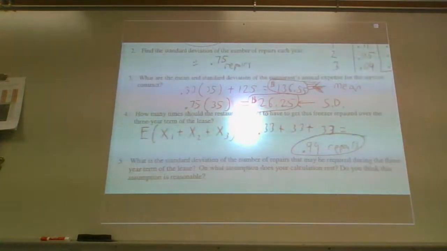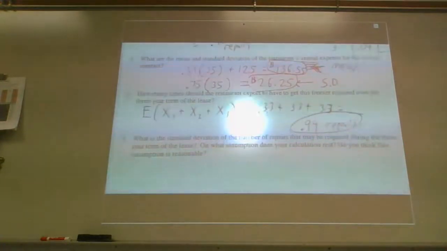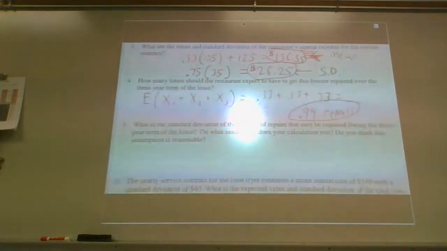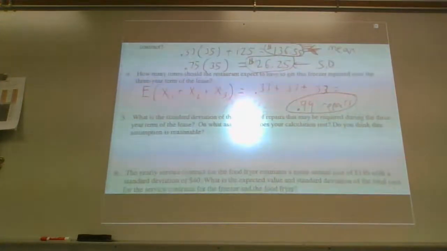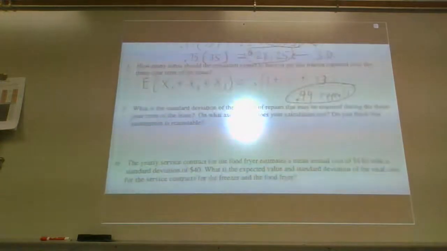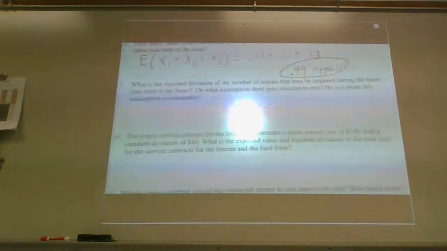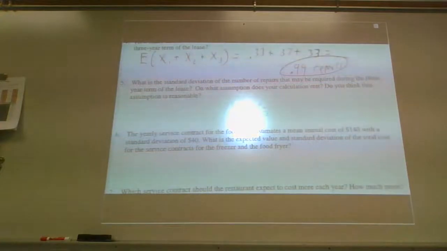Now, we come to number 5. After we do number 5, I am going to give you an opportunity to try and do number 6 and 7 on your own. I'm going to give you a little block of time to get that done. But first, let's do number 5. Number 5, what is the standard deviation of the number of repairs over the 3-year term on the lease? On what assumption does your calculation rest? Do you think this assumption is reasonable? We'll talk about those other 2 questions in a moment.